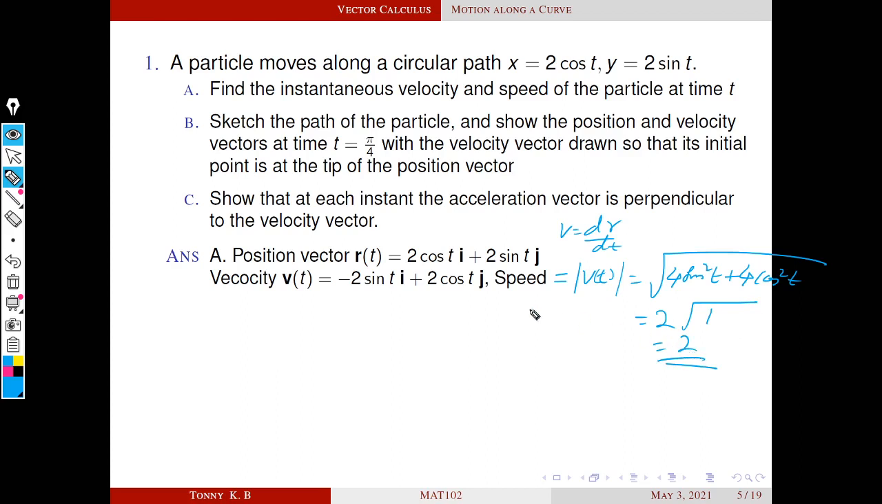So you see its speed is constant, always 2. Whatever the time, speed remains the same, but velocity is different because it depends on one more quantity, the direction. But its speed is throughout the same.